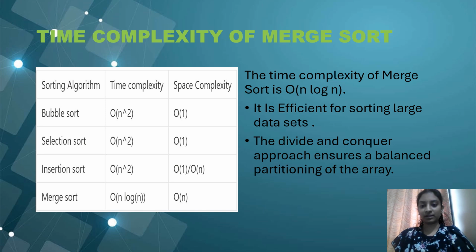Time complexity of merge sort. The time complexity of merge sort is O(n log n). It is efficient for sorting large data sets. The divide and conquer approach ensures a balanced partitioning of the array.